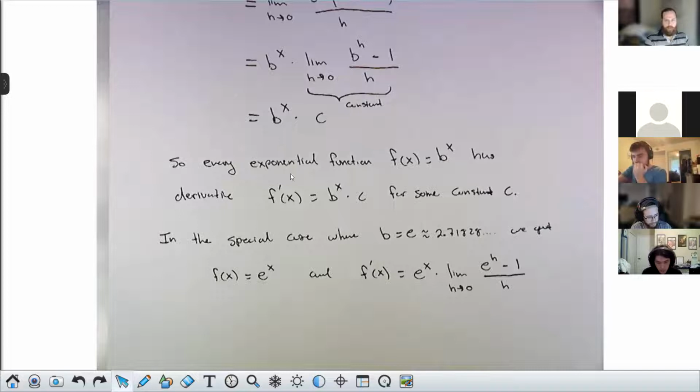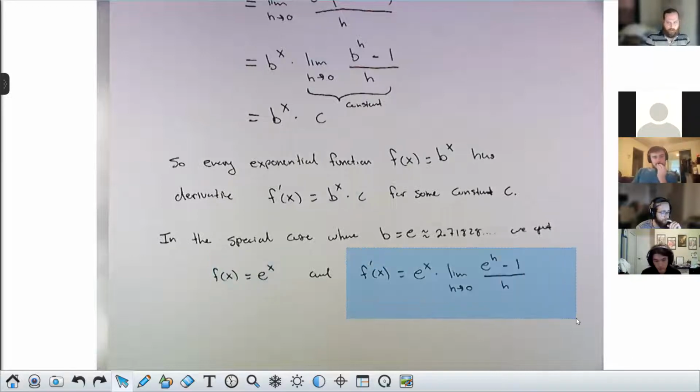So really quick, in summary, every exponential function has a derivative that includes the original function. The derivative of b to the x is always going to be b to the x times some constant, and that constant is the limit as h goes to 0 of (b to the h minus 1) over h. So differentiating exponential functions always returns the original function times some constant. And if you're looking specifically at the natural exponential function e to the x, then that looks like this.